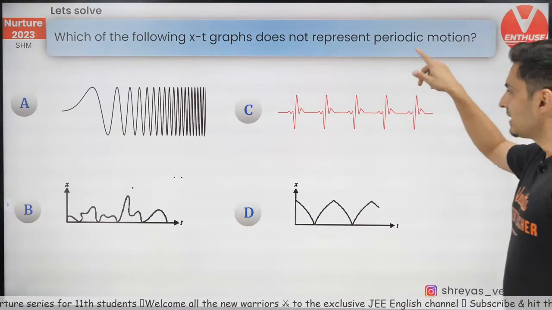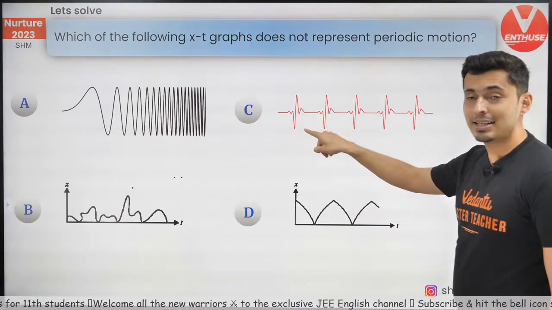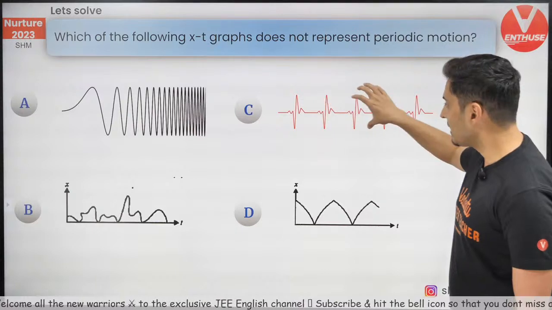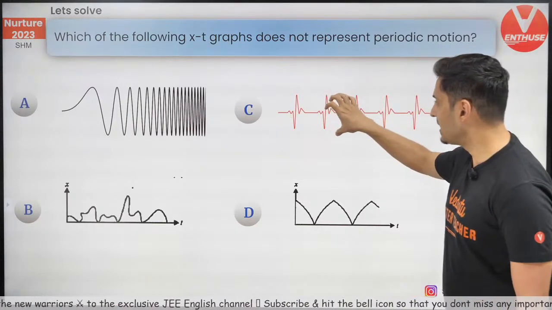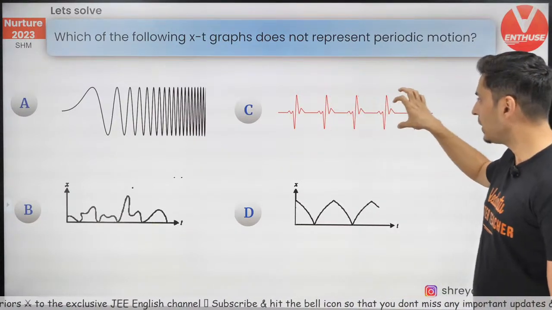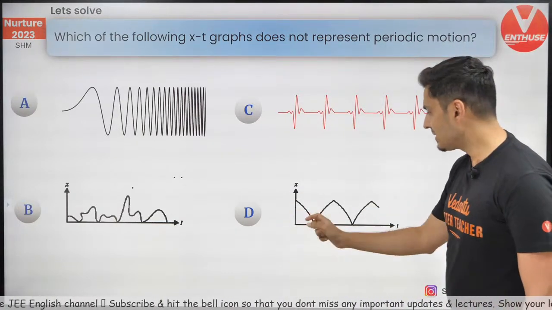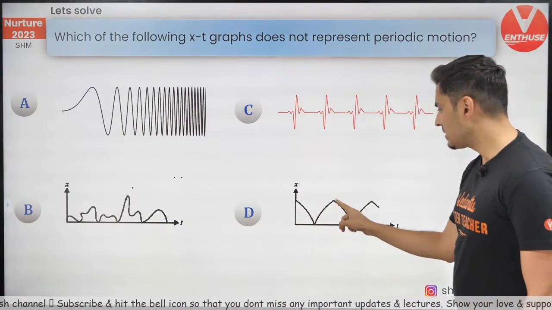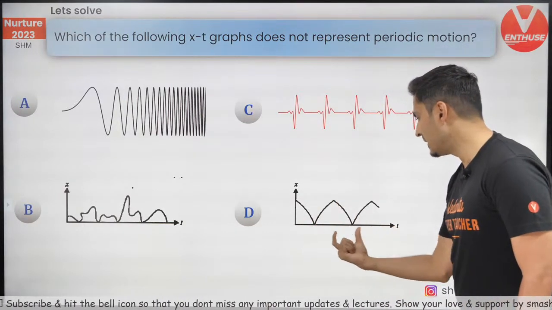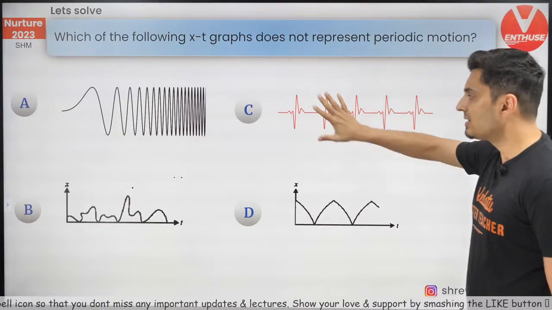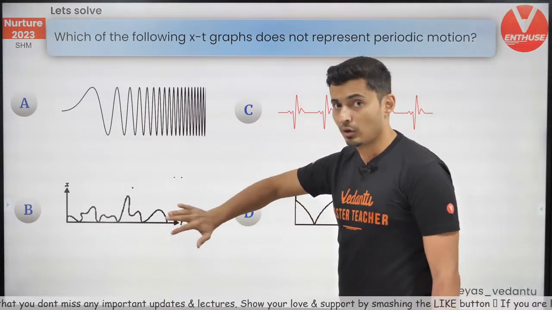Okay. C, it's a heartbeat. Yes, it is a periodic motion. You can see the same thing, it's like a rubber stamp. You take this, paste it here, copy it, paste it here, copy it, paste it here. So obviously it's repeating, so it's periodic. D, yes, whatever is there till this point is getting repeated. From here to here, repeated. So D is also periodic, C is also periodic, B not periodic.